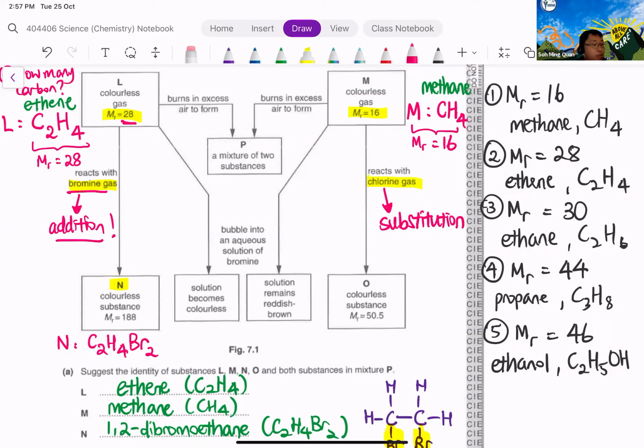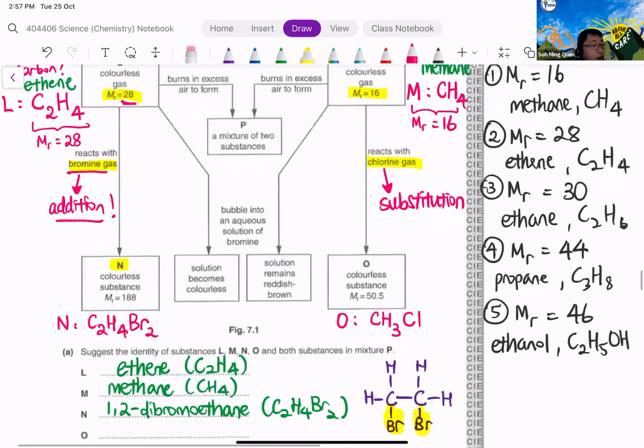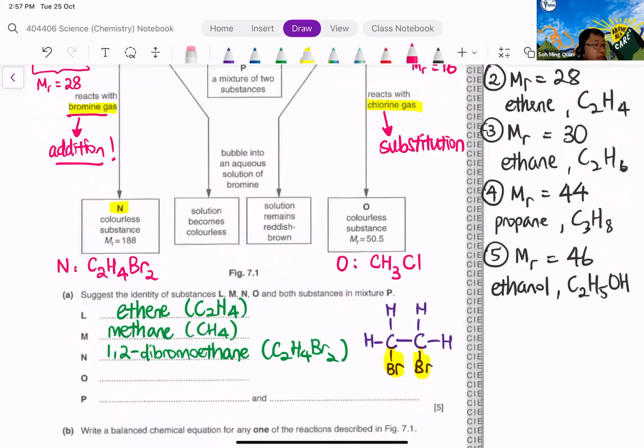So what does substitution mean? Substitution means one hydrogen must go away, then one chlorine goes in. Okay, so this one got a name also. O is CH3Cl, that's called chloromethane. But if you don't want to write the name, you're scared you get it wrong, you write the formula.